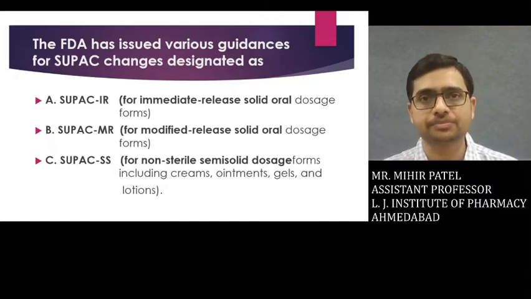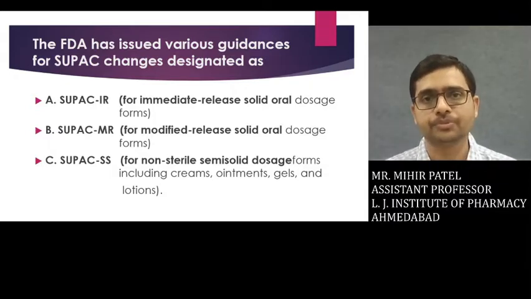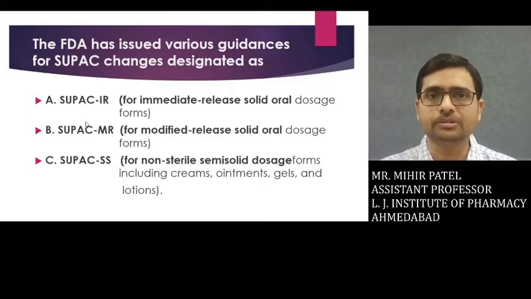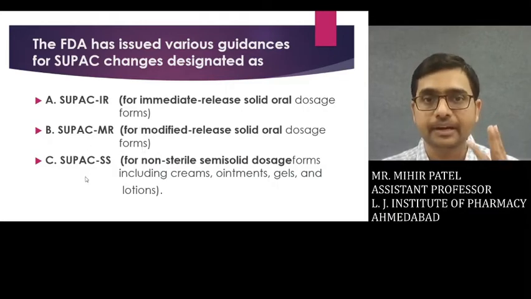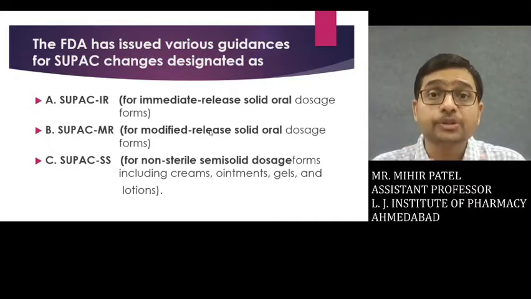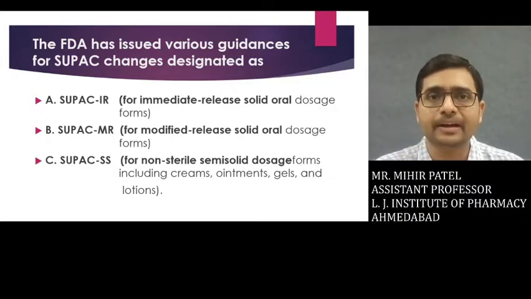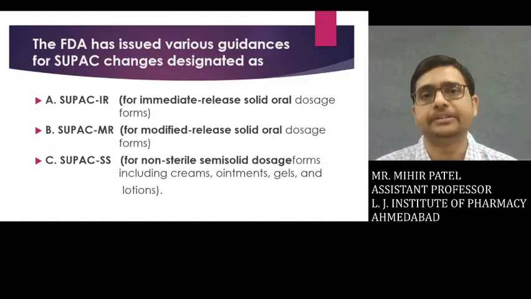Now, based on these relations, according to the need of the product and the level changes, the SUPAC guideline is divided into three types. One, which you can see on this screen, is SUPAC IR. Second is SUPAC MR. And the third is SUPAC SS. IR stands for immediate release solid oral dosage form. That means a specific guideline is formed for products with immediate release content.